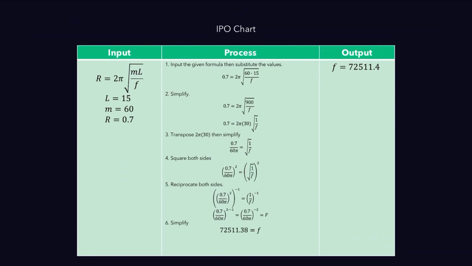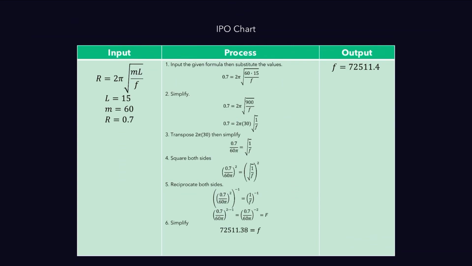Here, we have the IPO chart for number 2. For the input, we have the given formula, the length, which is equal to 15, the mass, which is equal to 60, and the rate of the speed of the ball, which is equal to 0.7. In order to solve this problem, we are to first input the given formula, then substitute the values.